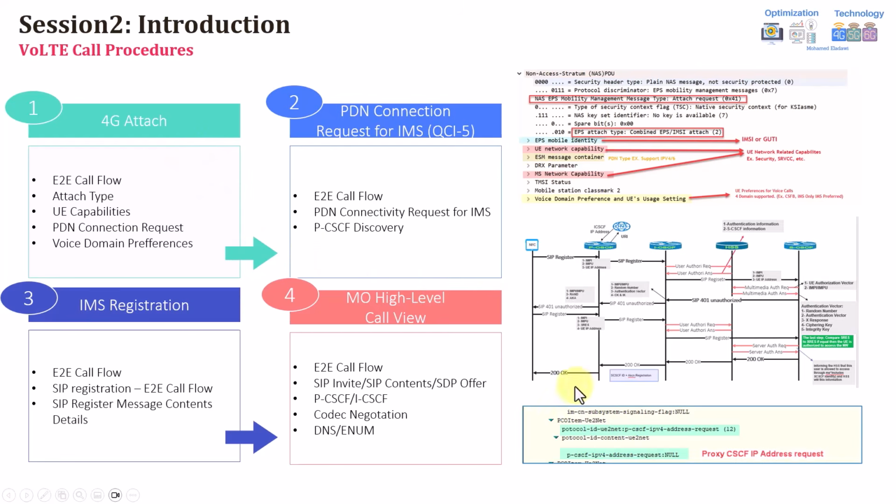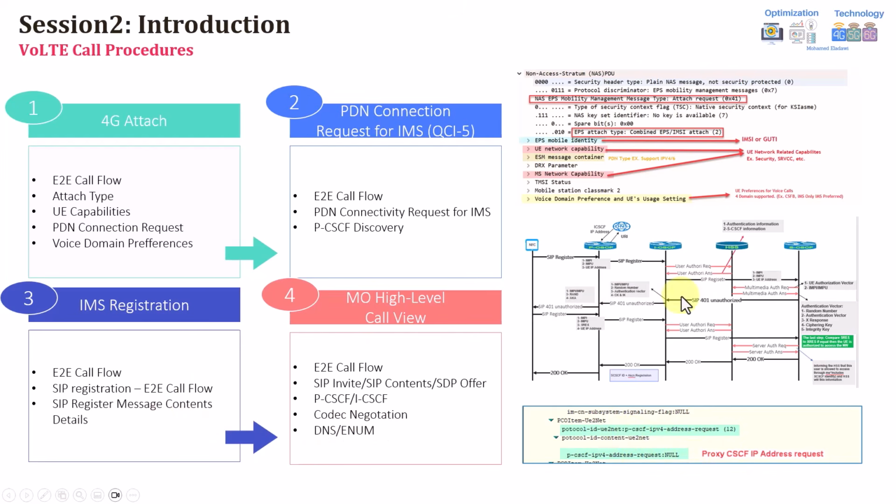And the second part is about the PDN connection. Once the user has done the attach to the EPC network, he now needs to request the IMS APN and also needs to acquire the P-CSCF IP in order to be able to start the registration to the IMS network. So here it's like P-CSCF discovery, as you can see in the bottom right here, and we'll explain the call flow as well and the contents. As you can see here, this is the IP address.